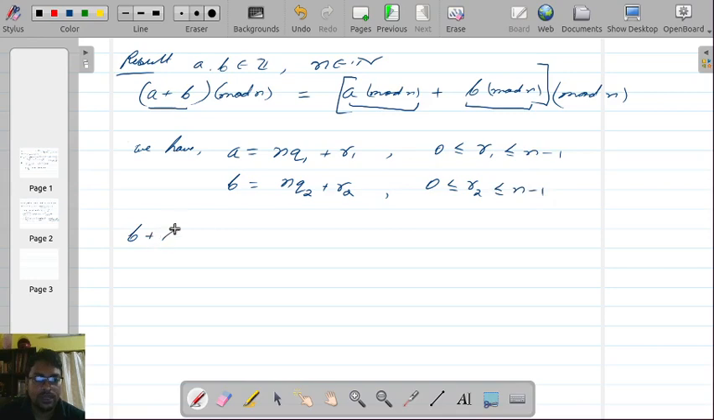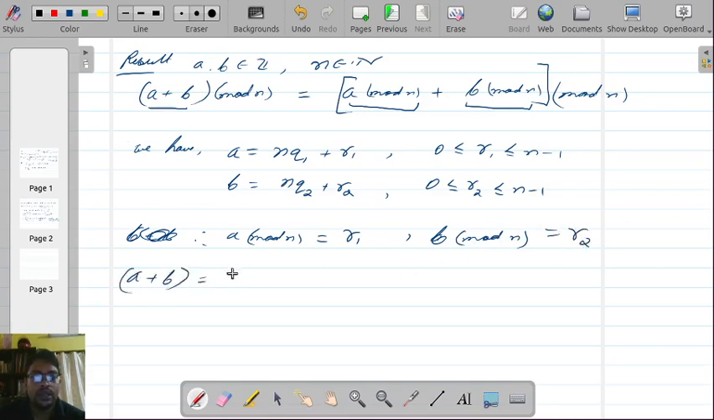So what is a mod n? It means the remainder when a is divided by n, which is r1, and b mod n is actually r2. And a plus b is n into q1 plus q2, taking n as common, plus r1 plus r2. See, r1 and r2 lie between 0 and n minus 1, but it's not necessary that r1 plus r2 will also lie between these two. It may happen that the sum crosses n.